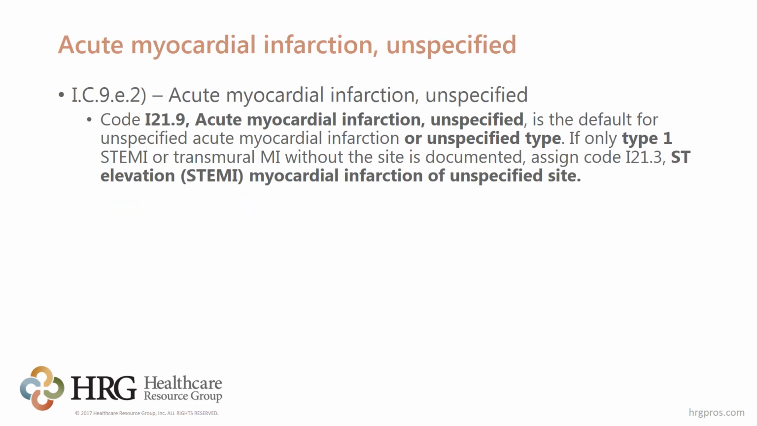There is a new guideline found in section 1C9E2 regarding the new code that was added this year, acute myocardial infarction unspecified. This is now the new default code for unspecified acute MI or of unspecified type.